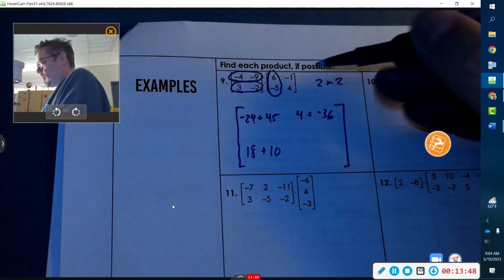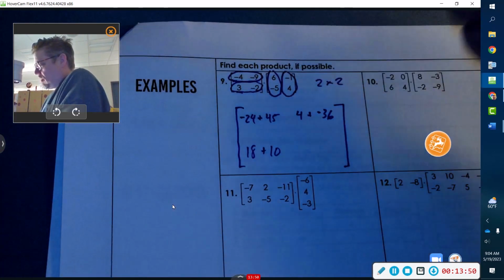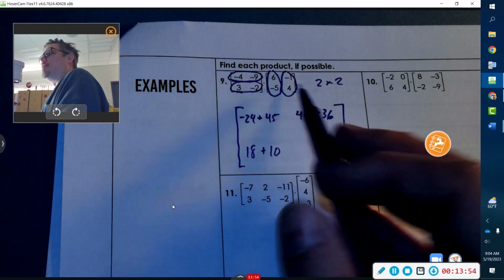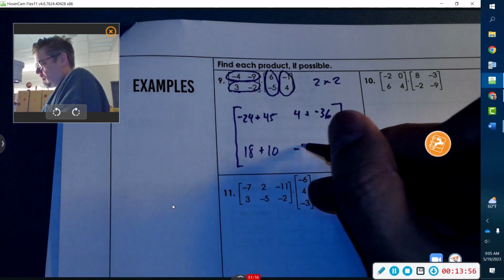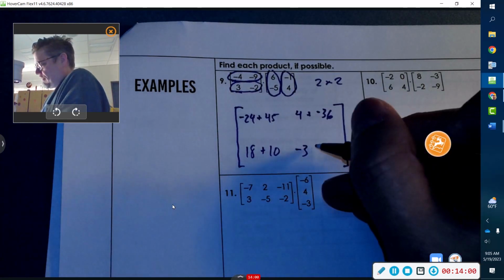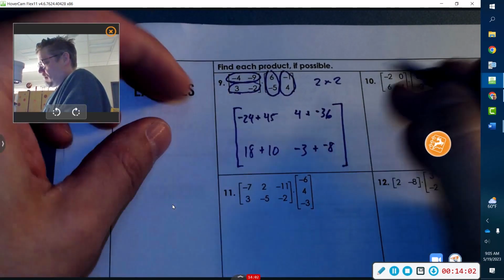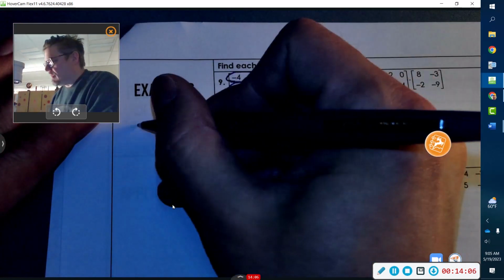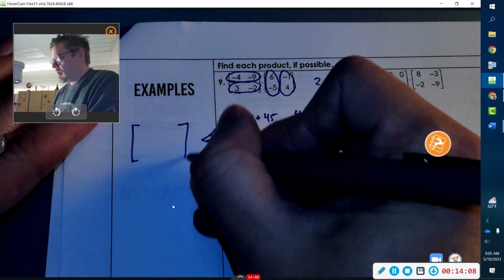Now I'm going to go to the next column here to go here. Positive 3 times negative 1 is 3 with a negative. And then negative 2 times 4 is negative 8. Now we're going to move over there, and all we got to do is just add those together, and we're going to get our collection.